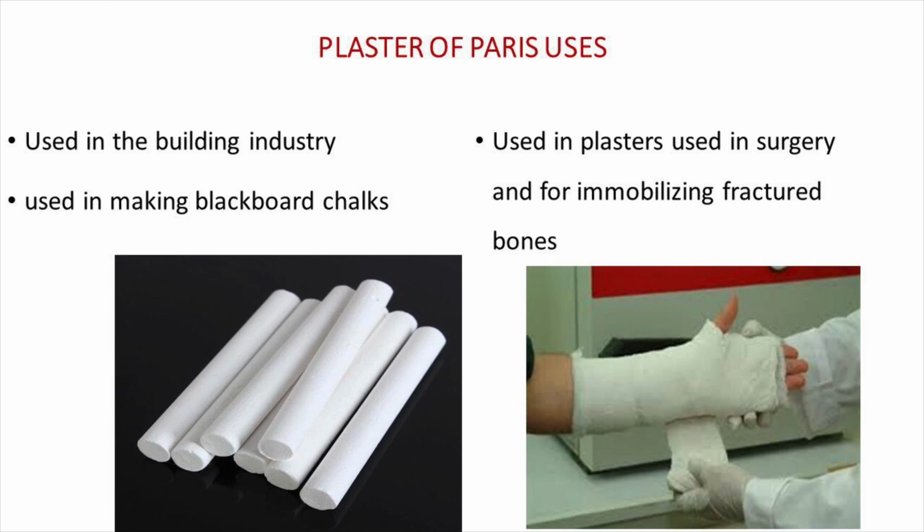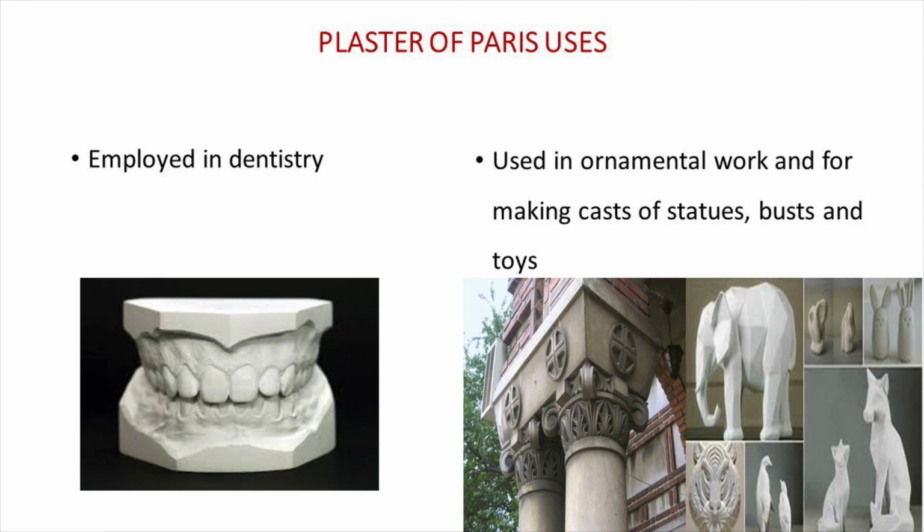Plaster of Paris is used in the building industry. It is used in making blackboard chalk. It is also used in plasters used in surgery and for immobilizing fractured bones. Plaster of Paris is employed in dentistry for the diagnosis of orthodontic treatment, visual presentation of dental treatment, making of orthodontic appliances. It is also used in ornamental work and for making casts of statues, busts and toys.